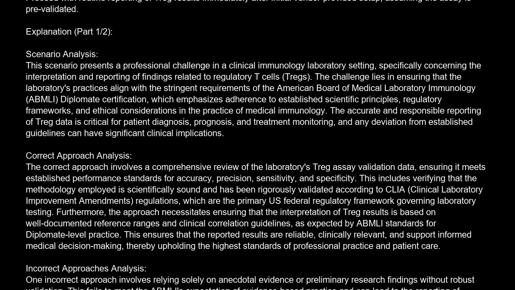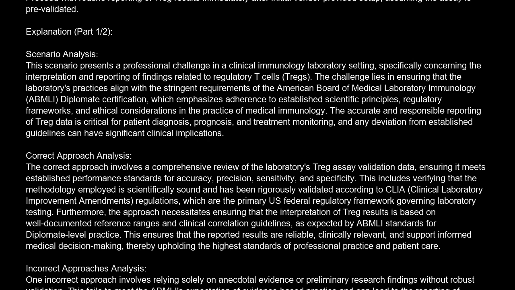Correct answer is B. Proceed with routine reporting of TREG results immediately after initial vendor-provided setup, assuming the assay is pre-validated. Explanation. Scenario analysis. This scenario presents a professional challenge in a clinical immunology laboratory setting, specifically concerning the interpretation and reporting of findings related to regulatory T cells, TREGs.